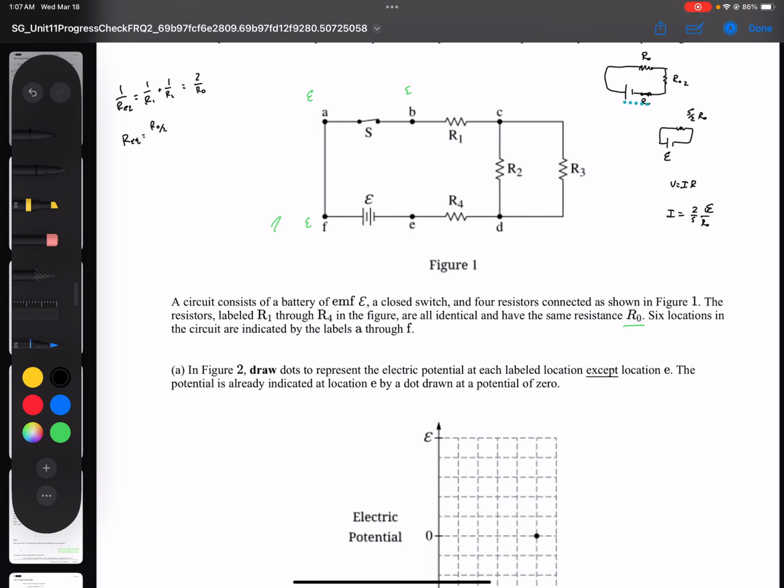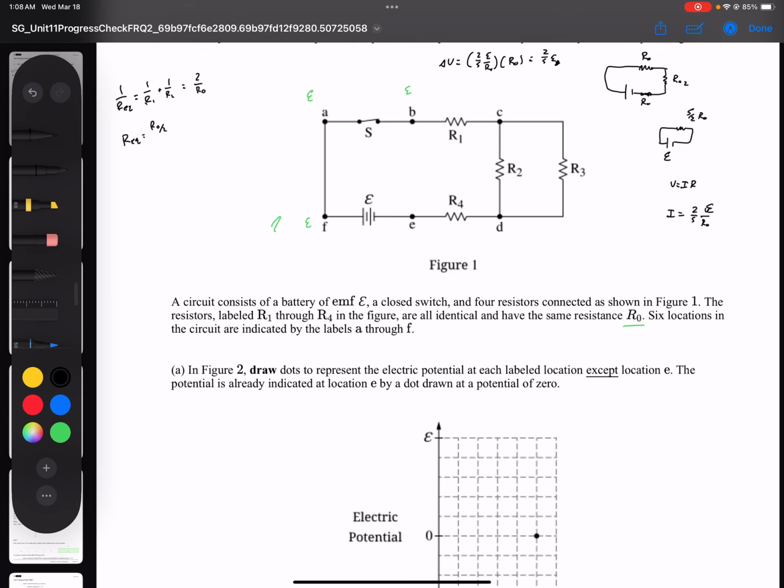Then the potential drop, my delta V for this resistor of R naught, is equal to the current, which is 2/5 epsilon over R naught, times the value of the resistance, which is R naught. And so I just get 2/5 epsilon.